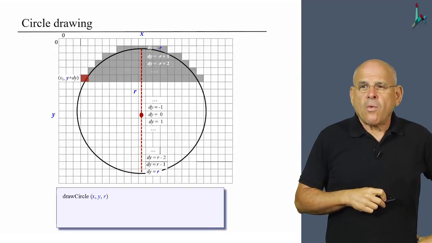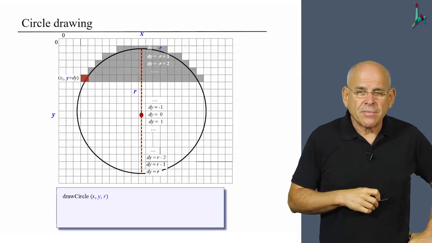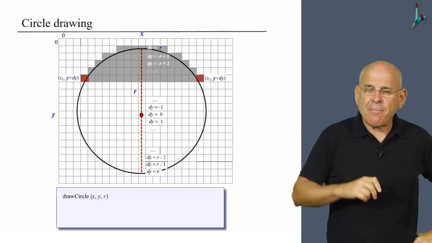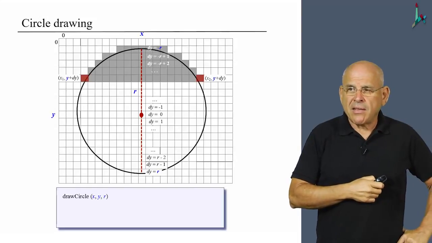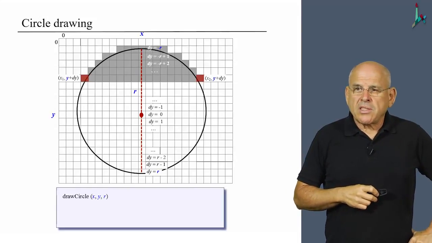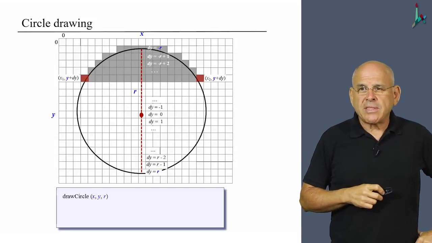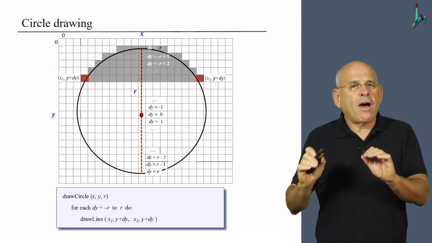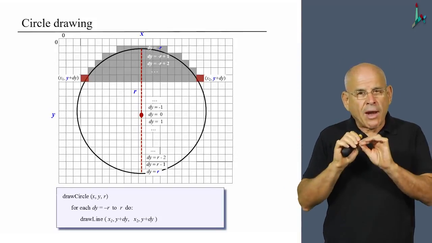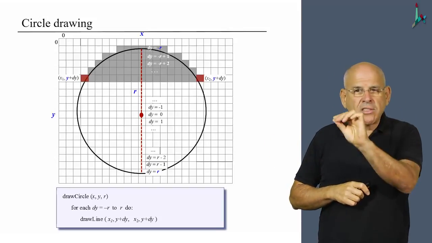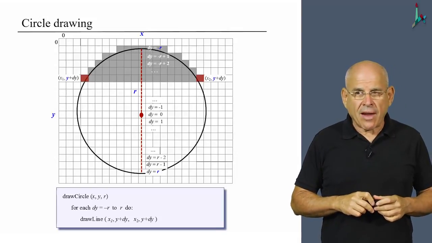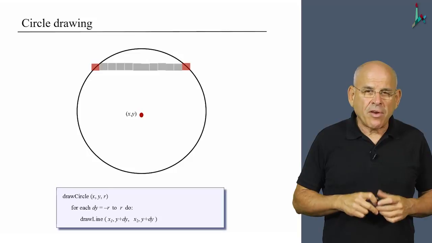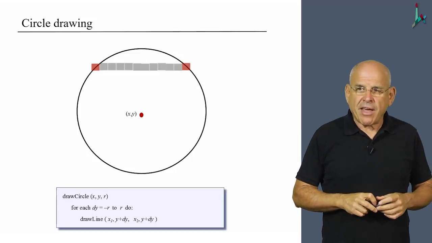So what are the coordinates? Well, I don't know what the x coordinate is. I call it x1. But the y coordinate must be the origin y plus dy, right? And the same is going to happen in the symmetric pixel on the other side of the circle. So we know what is y, and we still don't know what is x, but we already begin to see the logic of the algorithm. And the logic is such that for every dy going from minus r to r, we want to draw a line that goes from x1, y plus dy, to x2, y plus dy. That's the logic of the algorithm. And the only thing that remains to be done is to figure out what x1 and x2 are. If we know x1 and x2, we can finish the specification of this algorithm.